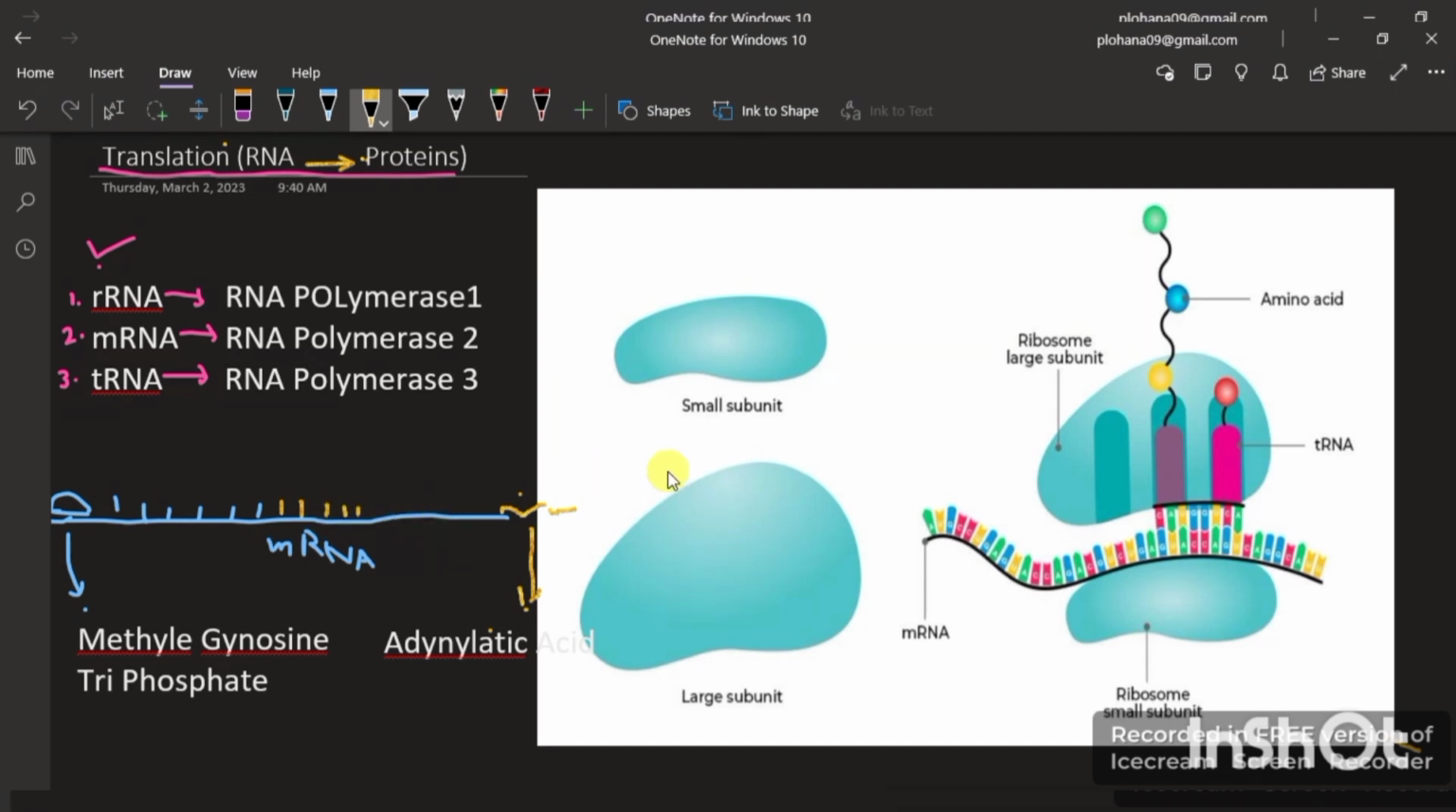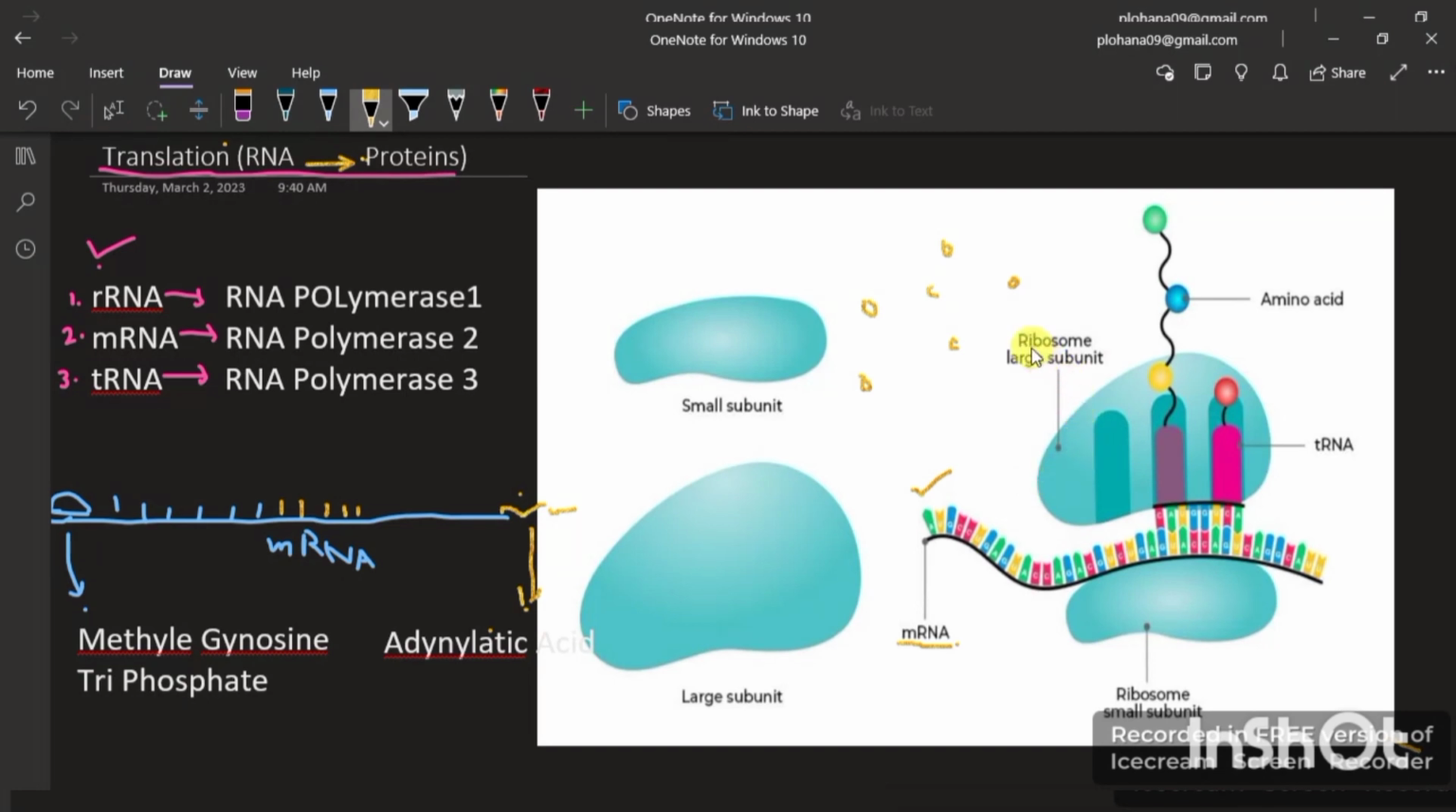Now let's see this picture. As you can see here, this is an mRNA, the messenger RNA. It has all the information. These are the nucleotides, which carry the information about particular amino acids. As we know, amino acids are moving freely in the cytoplasm. So what will it do? It will give a message to the tRNA.